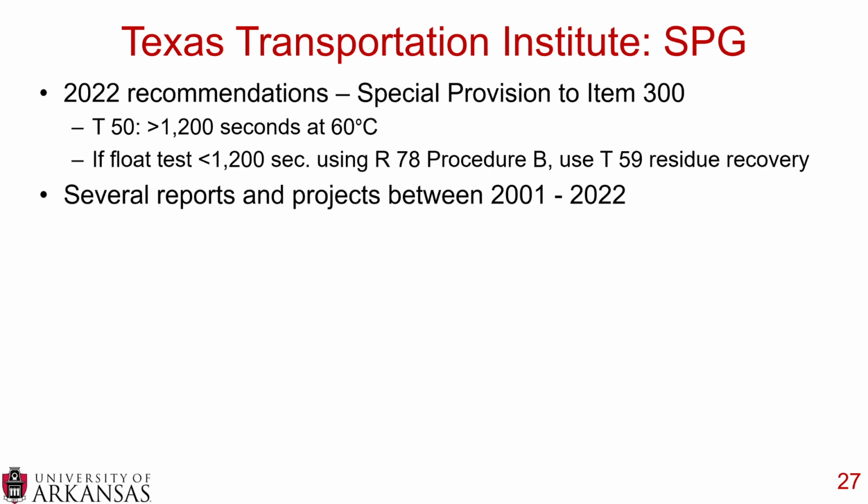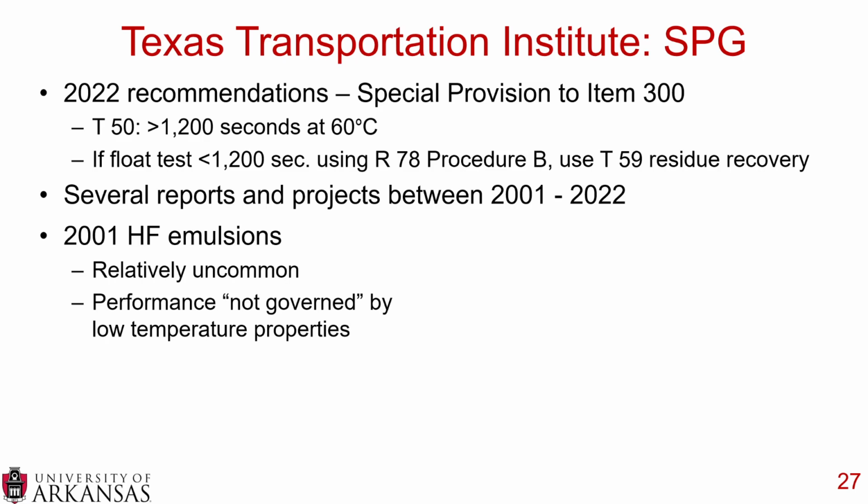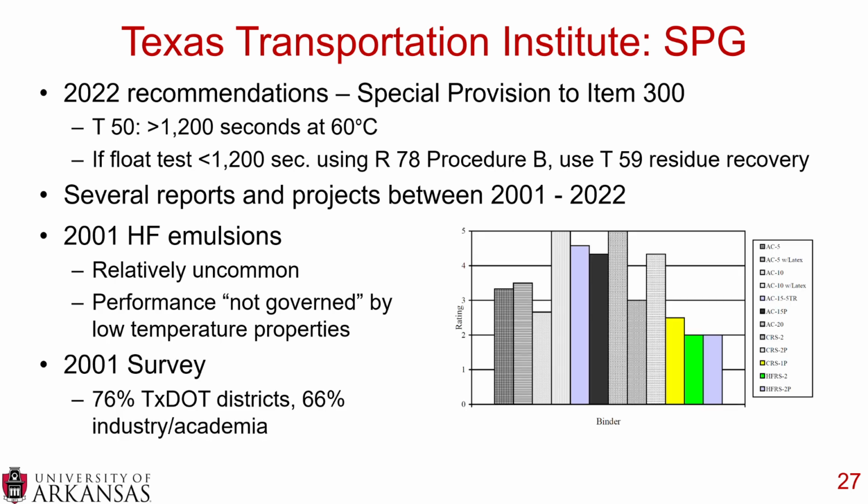Now, as I mentioned, they did have several reports between 2001 and 2022. I bracketed it, though, because the 2022 had the final implementation for the specification, but the 2001 was the only one that actually had any data on high float. So there's a lot of good information on the ones in between, but high float kind of gets lost in the shuffle. One of the reasons is because they found out that high floats were relatively uncommon, and performance of high floats was not governed by low temperature properties. So this kind of goes back to, they saw the biggest differences at the higher temperatures, but not at those lower temperatures.